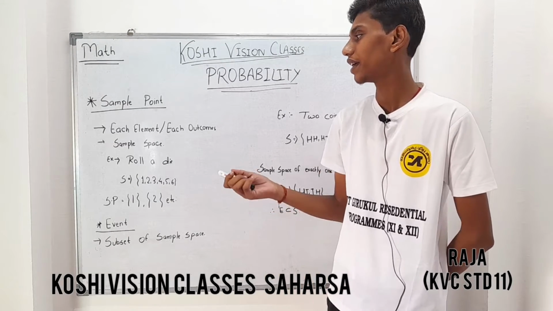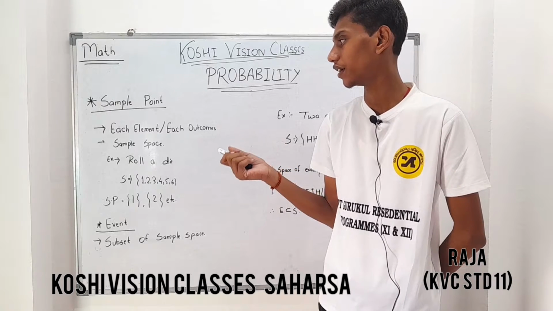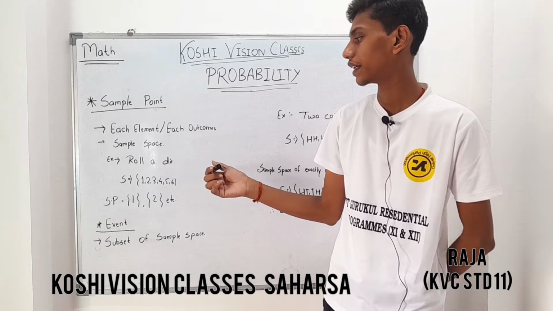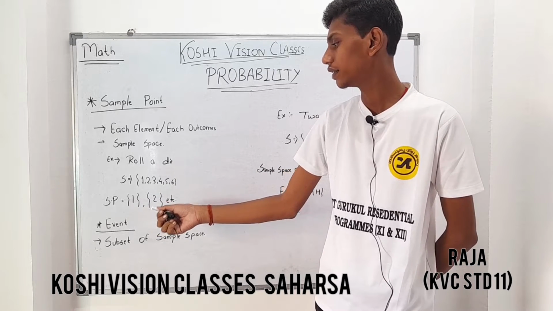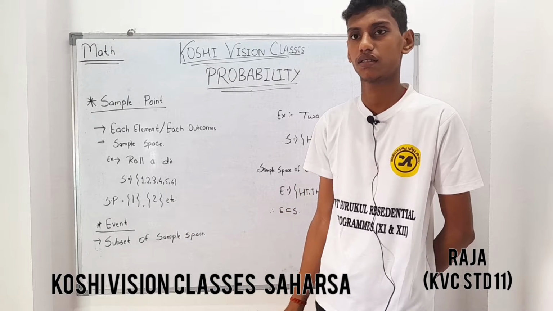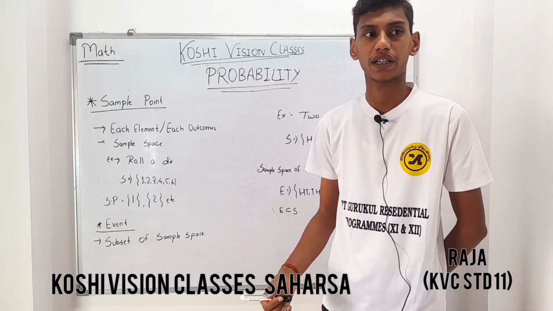Now, sample point. Each element or each outcome of the sample space is called a sample point. Example, rolling of a die. Sample space is equal to 1 to 6. Sample points are 1, 2, etc. Now, event. Event is a subset of sample space.